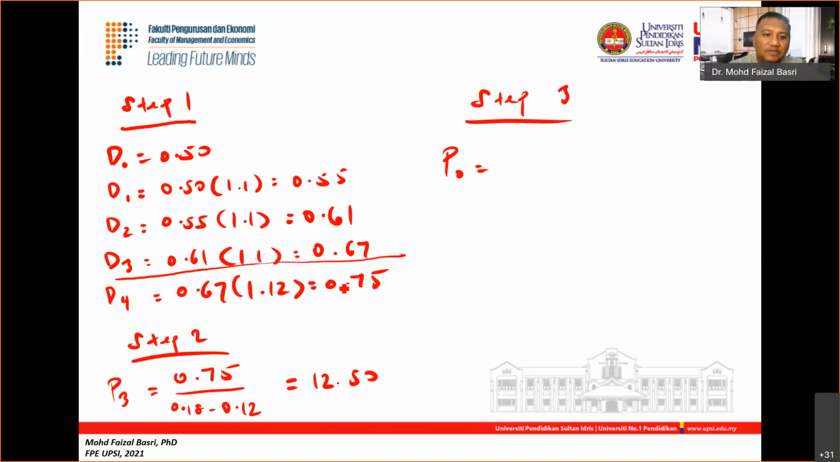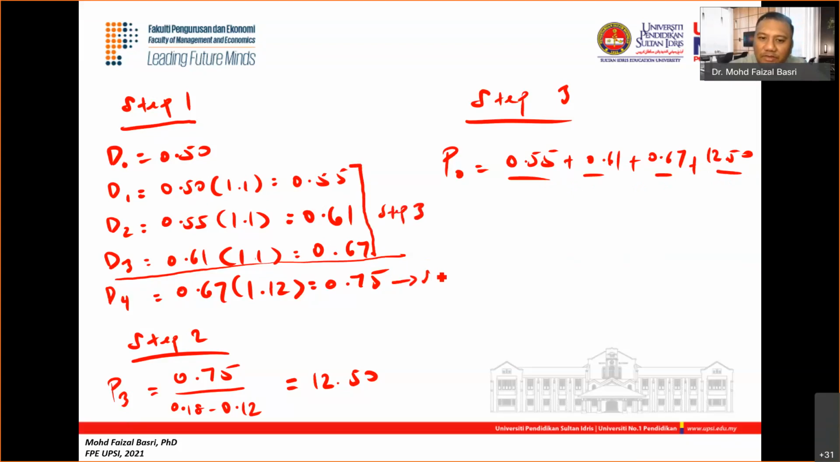The 75 cents, we're going to use it once here. For step number 3, we just focus on the first 3 years, but our step number 2 defines price in year 3. So if you have price in year 3, we're going to have 3 years of dividend only. So it will be 55 cents plus 61 cents plus 67 cents plus 12 ringgit and 50 cents. We're going to have 3 years of dividend and 1 year of selling price. Technically this will be used in step 3.